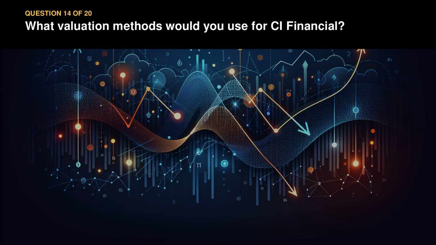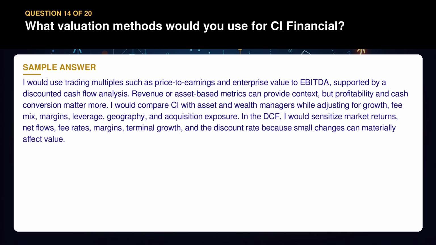Question 14. What valuation methods would you use for C Financial? I would use trading multiples such as price to earnings and enterprise value to EBITDA, supported by a discounted cash flow analysis. Revenue or asset-based metrics can provide context, but profitability and cash conversion matter more. I would compare C with asset and wealth managers while adjusting for growth, fee mix, margins, leverage, geography, and acquisition exposure.